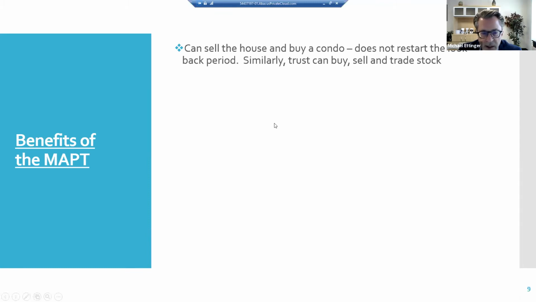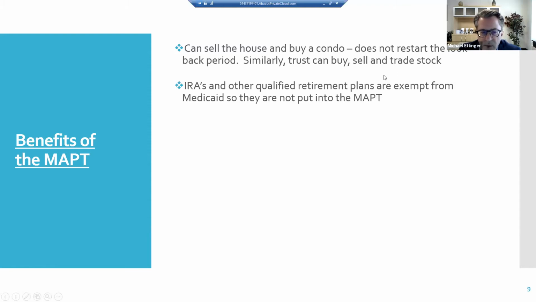As I said, you can sell the house and buy a condo. It doesn't start the look back period over. The trust can buy and sell and trade stock. It's very flexible. IRAs and other qualified plans are exempt from Medicaid, so we don't put them into the MAPT. They're also exempt from probate. Remember, IRAs and other qualified plans have a designated beneficiary. It goes right to the person named.